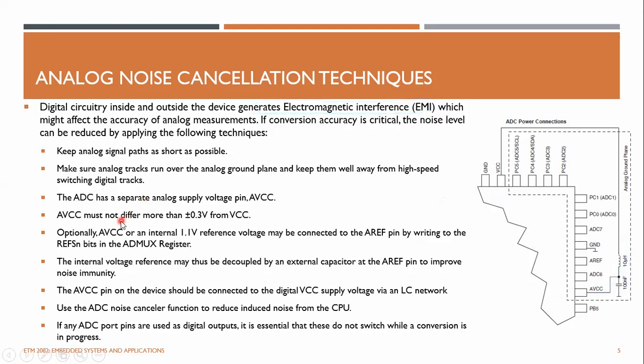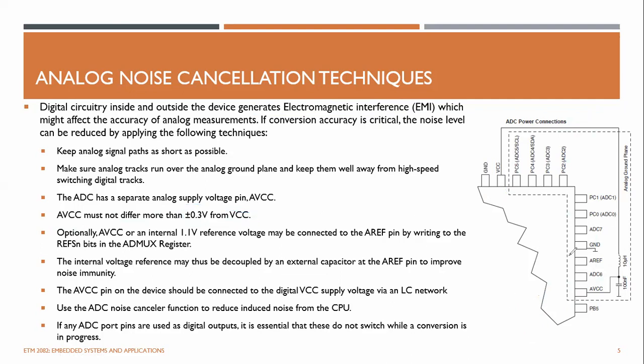It is also recommended that AVCC should not differ by more than plus or minus 0.3 volts. So if you're using 5 volt, make sure this track is not having any loading effect or any resistance that will push your AVCC down below 4.7 volt, or sometimes it should not go beyond 5.3 volt, right? Otherwise you will not get any useful values from your ADC.